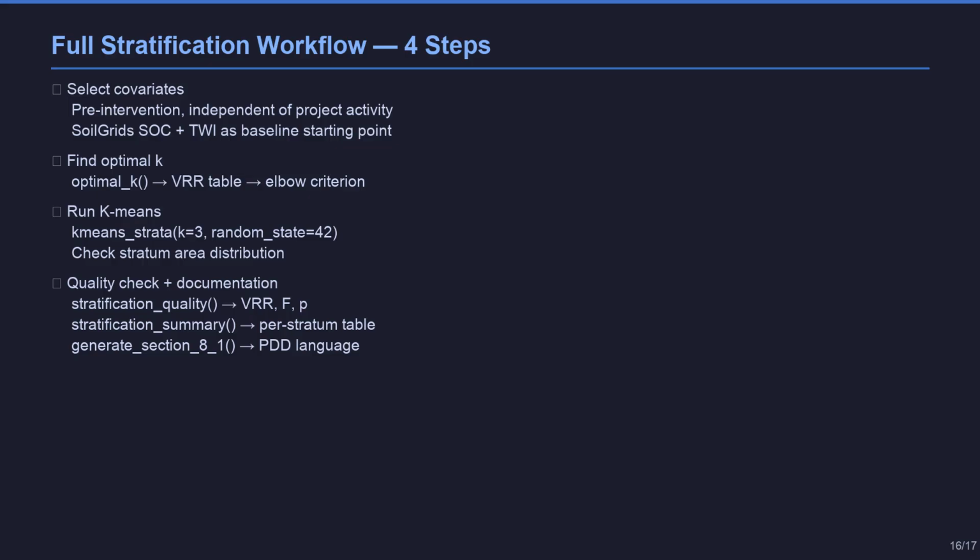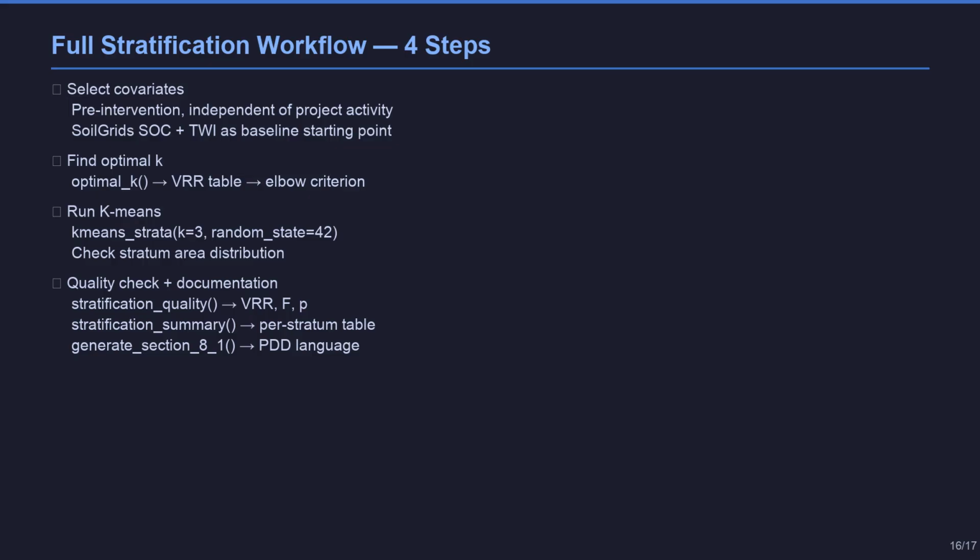Step 3. Run K-means with K strata, with a fixed random state, and check the stratum area distribution. Step 4. Run the quality check, generate the summary table, and auto-generate the PDD language. The entire workflow, from raw spatial data to PDD-ready text, takes under an hour once you have your covariates assembled.